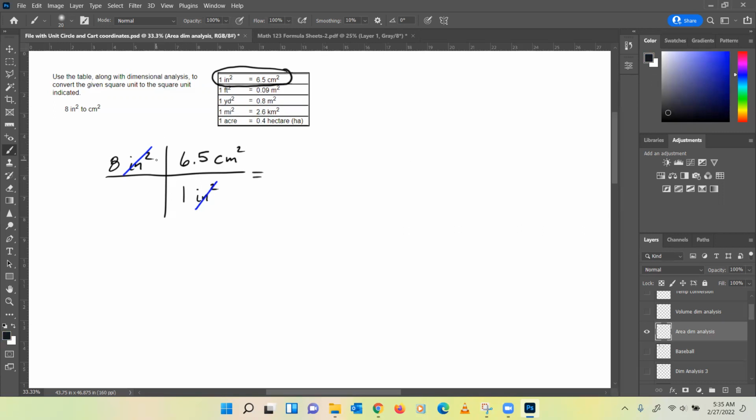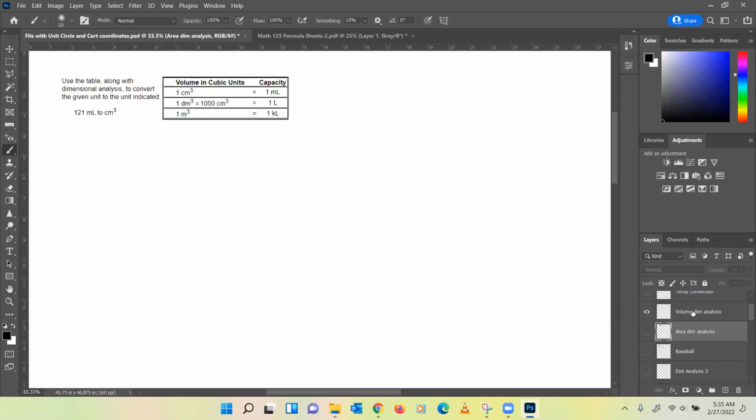So I have 8 times 6.5. My calculator, I don't want to think about it too much, I suppose, this morning. That gives me 52 square centimeters. So that is my conversion from square inches to square centimeters. And I knew I needed to multiply because the numbers were both on top. Again, takes me right to it with this dimensional analysis setup.